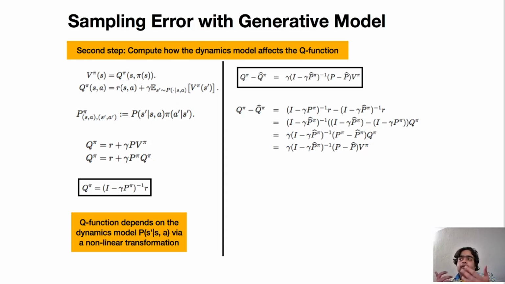By doing a bit of manipulation where you cancel out the identity matrices inside the term that looks like it can get simplified, you'll end up with an answer that looks like gamma times I minus gamma P hat pi inverse times the difference of the transition matrix times the value function of the policy. You should work it out if it's not clear to you. But that's the way we get this expression, by algebraic manipulation on this vector representation of the Q function.